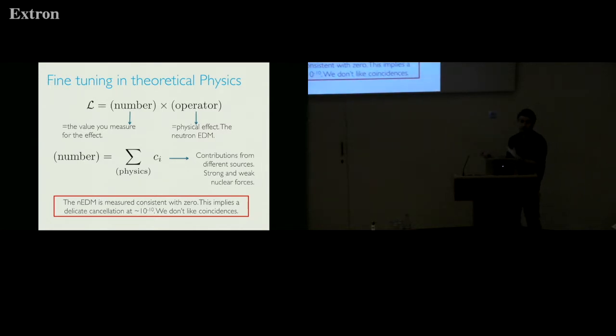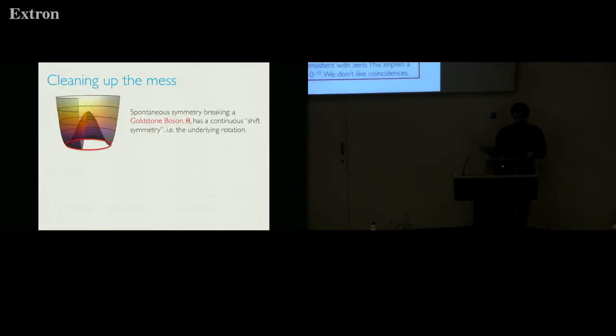There's an upper limit. And this implies a delicate cancellation. It implies that these two different contributions to this number add up and cancel at the level of 10 to the minus 10. And particle physicists don't like coincidences. We say these things are unnatural. So you need to clean up this mess. This is where the axion comes in.